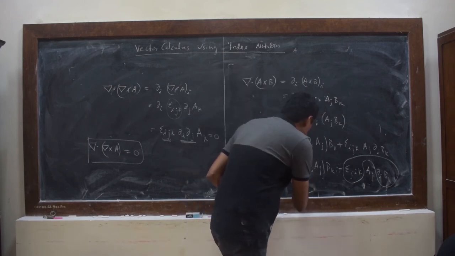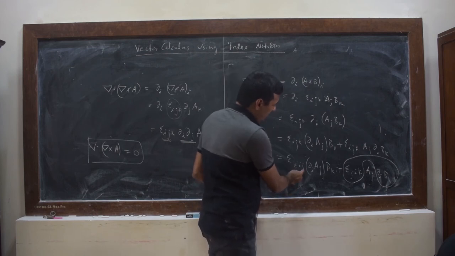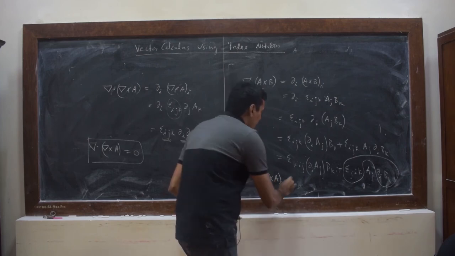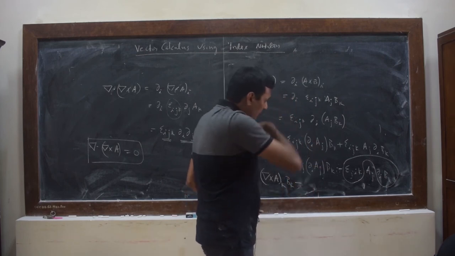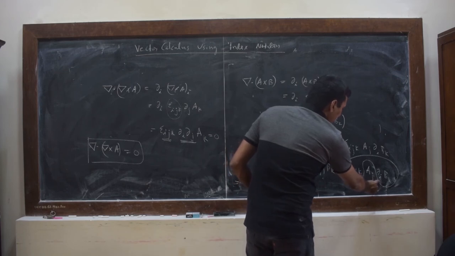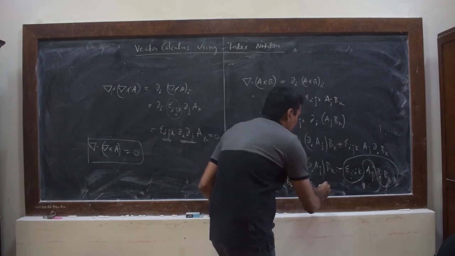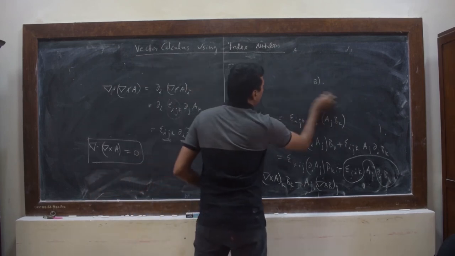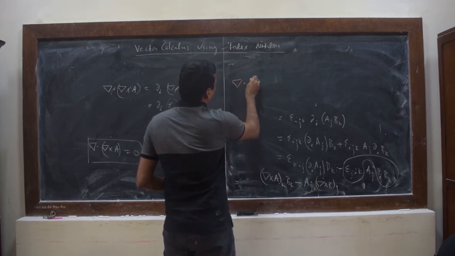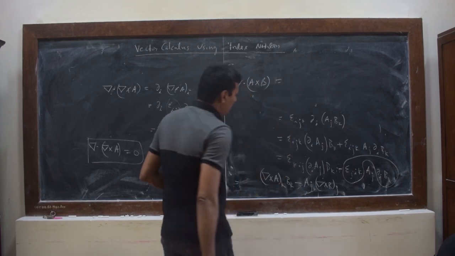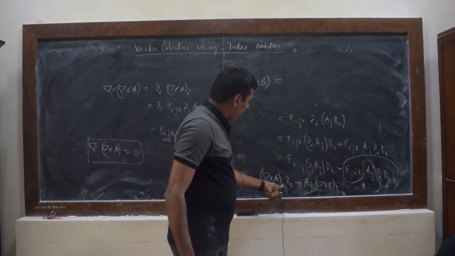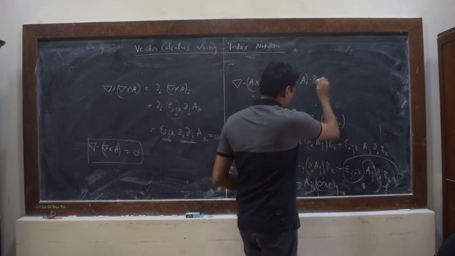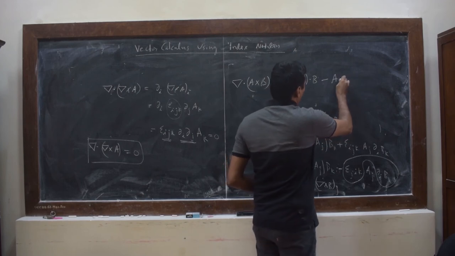So let's look at here first. You have epsilon kij into ∂i Aj. This is nothing but the kth component of del cross A, into Bk, minus here you have the jth component, Aj into del cross B whose jth component, okay. So I was looking at del dot A cross B. That is equal to del cross A kth component times Bk. That is nothing but del cross A dot B minus A dot del cross B.